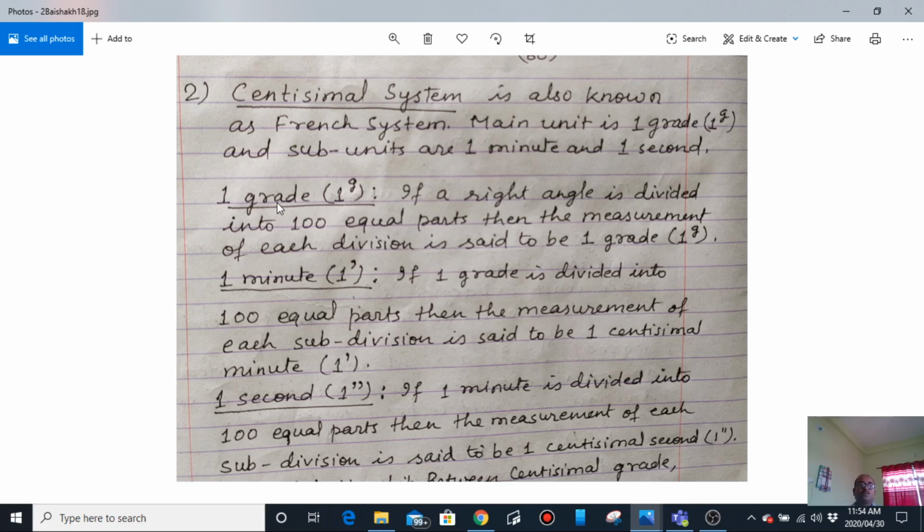So let us define what is 1 grade. If a right angle is divided into 100 equal parts, that time it was 90, now it is 100, then measurement of each division is said to be 1 grade.